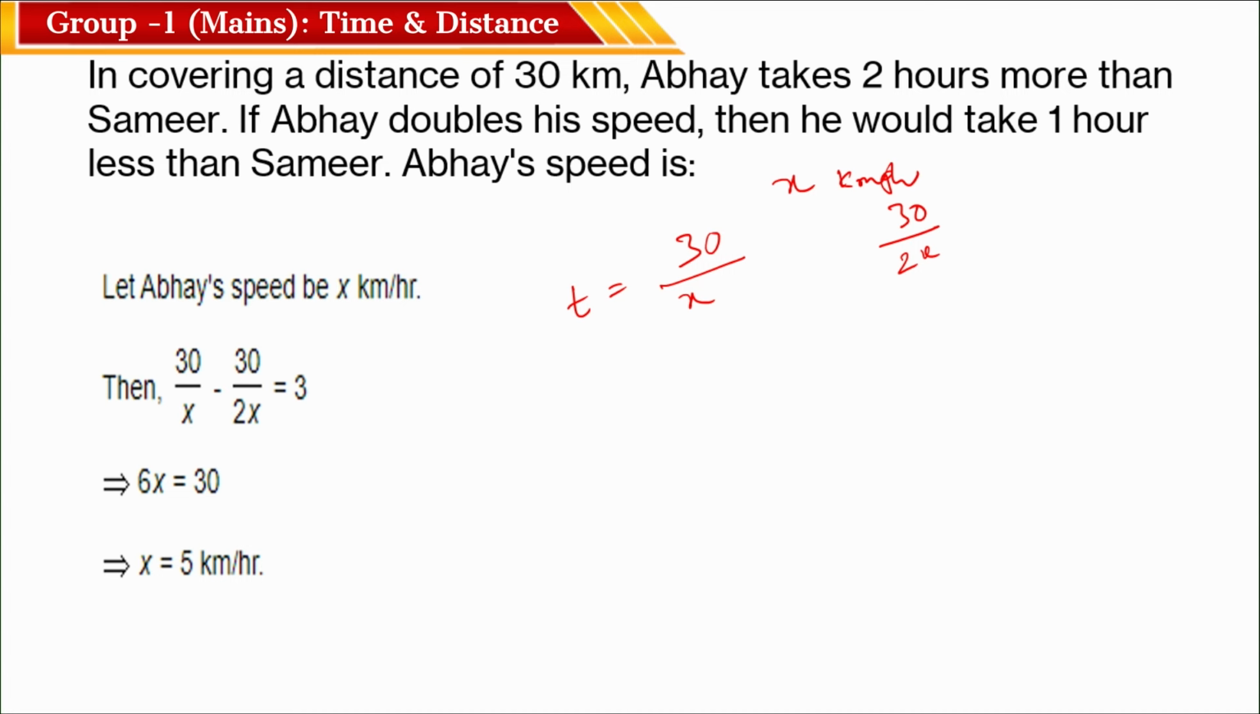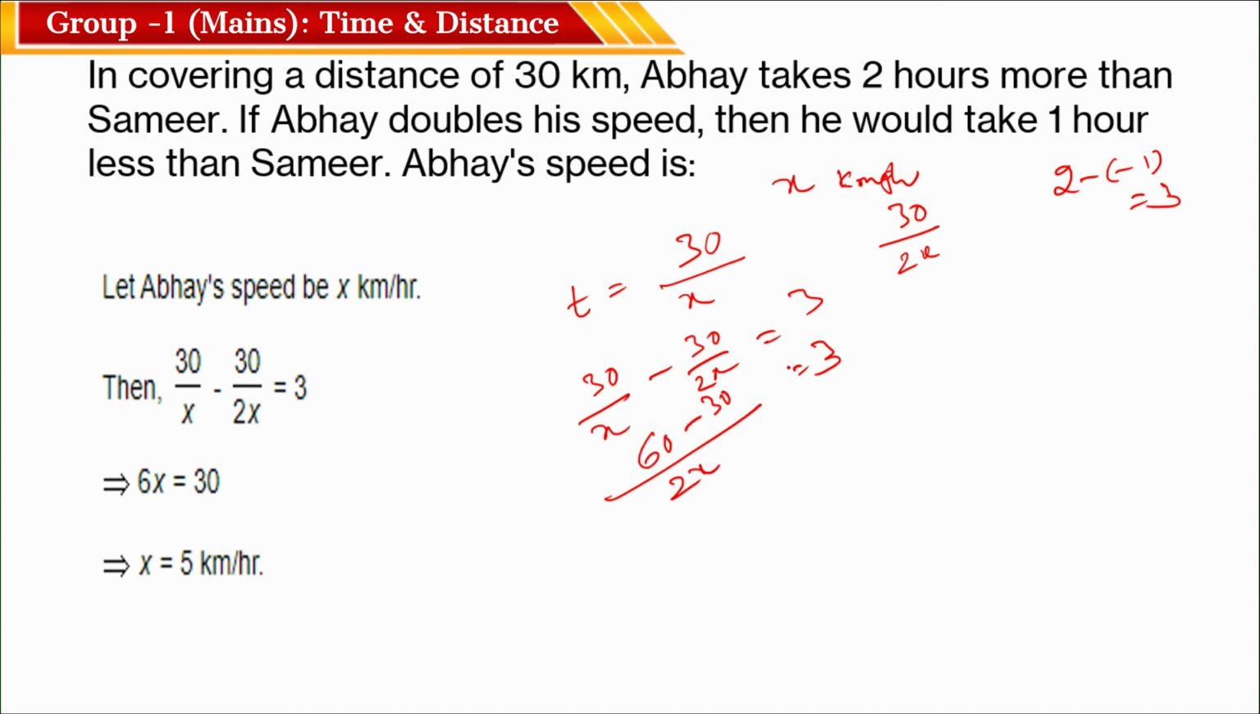Then he would take 1 hour less than Samir, meaning previously 2 hours more, now 1 hour less, so 2 minus of minus 1, which is 3. Means you can say 30 by x minus 30 by 2x is equal to 3. The LCM of x and 2x is 2x, as you know. So 60 minus 30 is 30, that is 3.